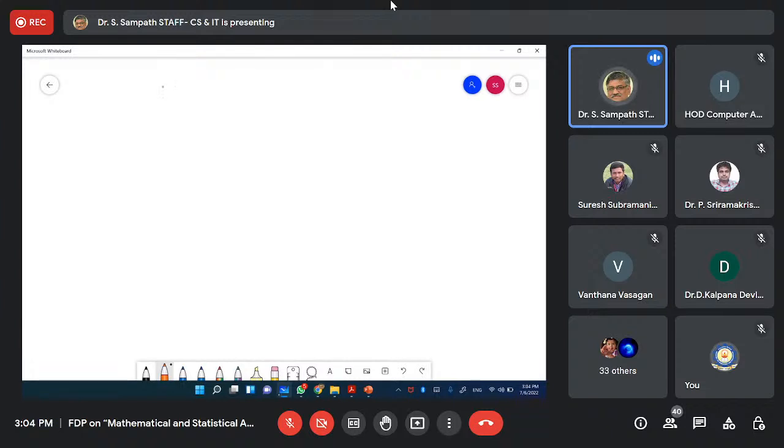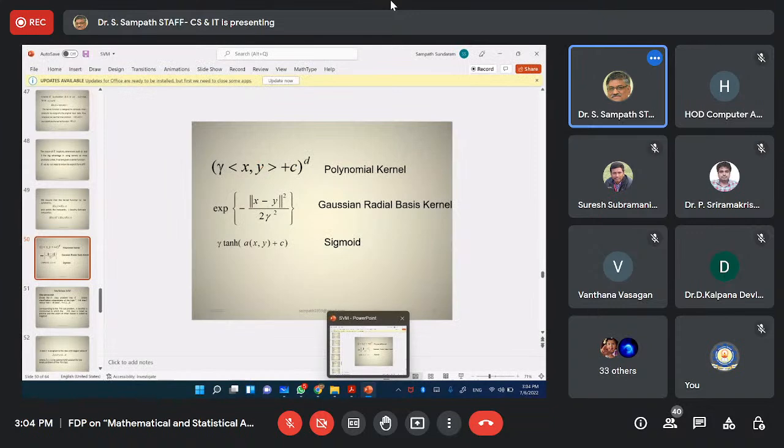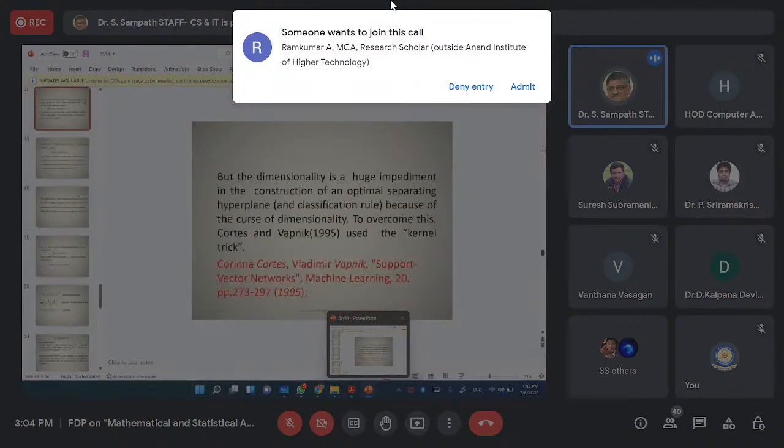So basically, I'll quickly summarize. We would like to find beta naught plus beta 1 x. So this is your optimal separating hyperplane, the hyperplane we are looking for. For beta 1 hat you have a solution, and for beta naught also you have a solution. Once you substitute these solutions, you are going to get an expression like this, like what she has told.